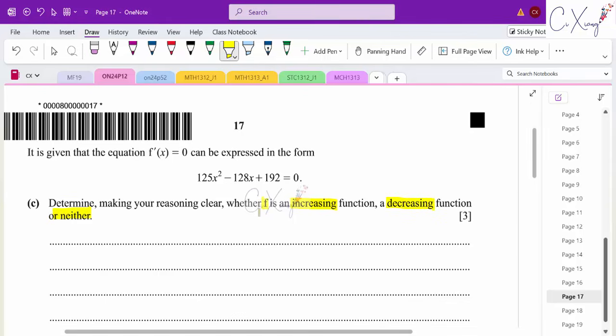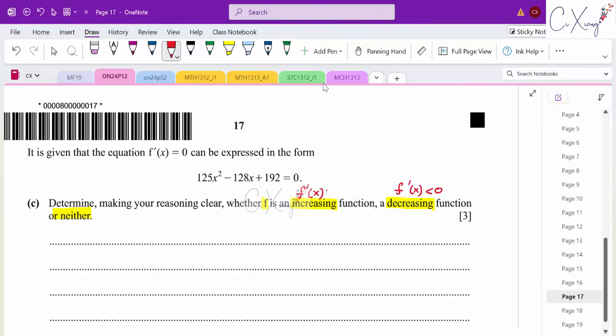Okay, so usually when they are asking for increasing, decreasing function, I will always focus on f prime x. If let's say my f prime x is always smaller than 0, then the function is decreasing. If my f prime x is positive, greater than 0, that means it is an increasing function. If the f prime x is sometimes positive, sometimes negative, then it should belong to the neither, right? Okay, so let's start with f prime x equals to 0 first.